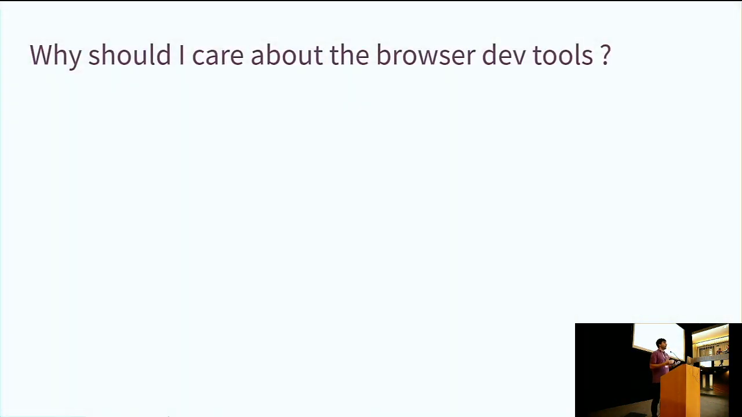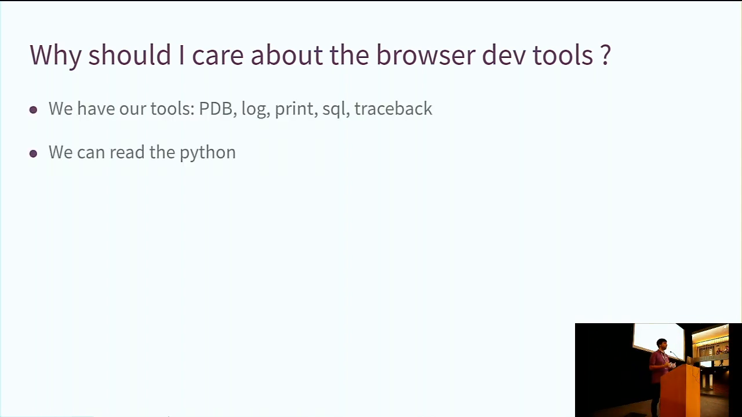So why should you care about the browser developer tool as a backend developer? You have your own tools to get information: you can put a PDB in the code, you can read the log, you can print everything you want in Python, you can even go in the database in SQL. The traceback has no secret for you, and of course, you can read the Python code. So basically, you know exactly what Odoo is doing when the transactions start.